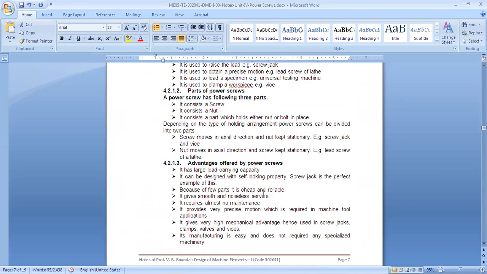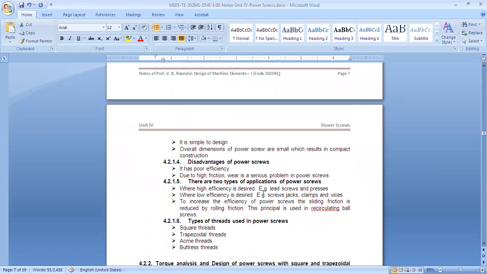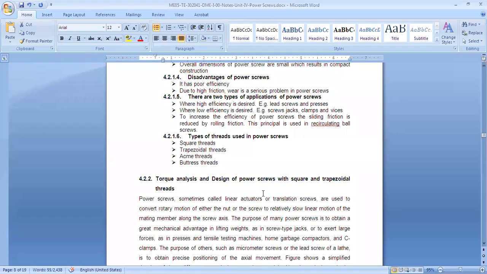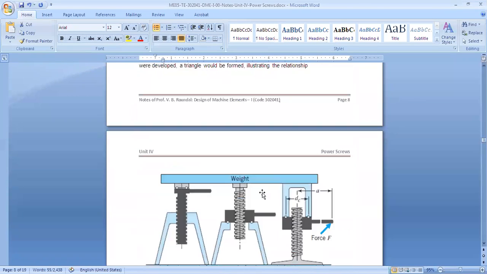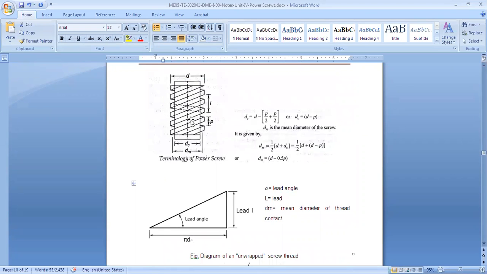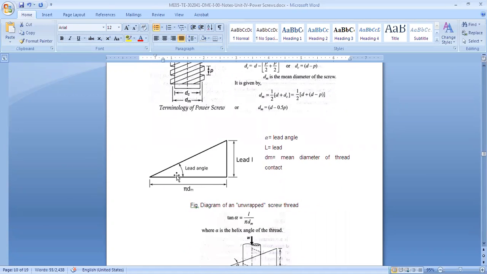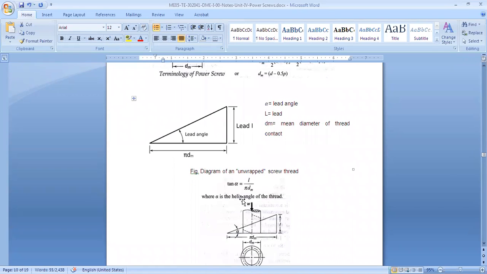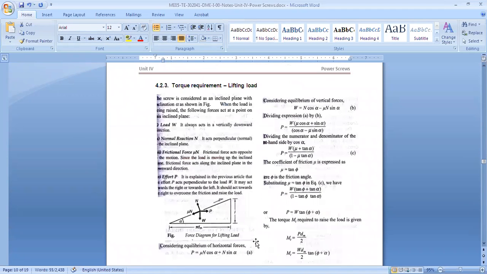Then we started with the understanding of power screws: why we use them, what the different forms are, what the advantages and disadvantages are, and importantly, what the mean diameter is. In case of square thread, it is outside diameter plus inside diameter by 2, right? And importantly, the relation of helix angle, lead and mean diameter: tan alpha is equal to L upon pi dm, where L is lead, dm is mean diameter, and alpha is your helix angle.